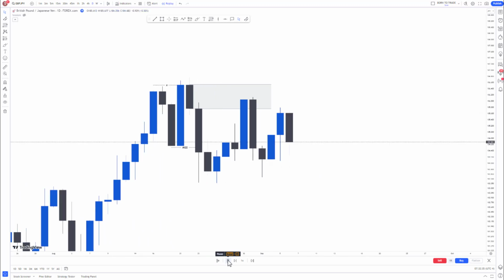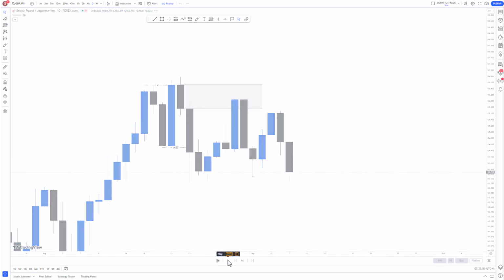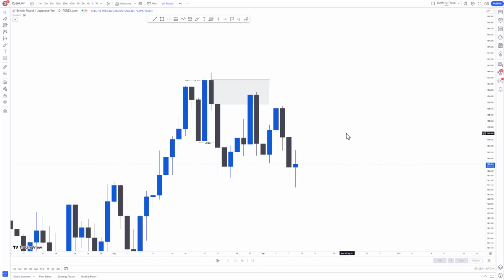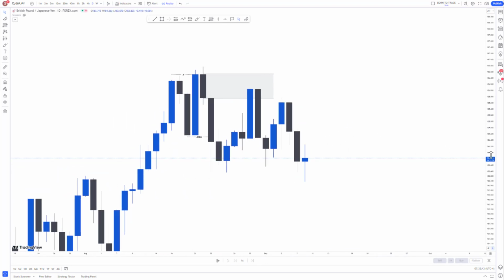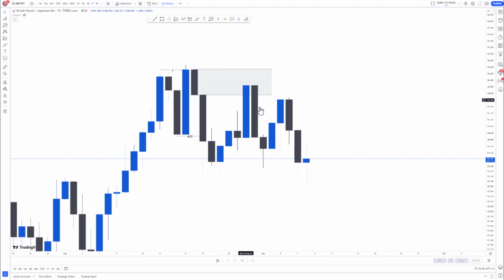We see a little pullback and now a continuation to the downside. So this is exactly where price is currently. Although I had this particular setup in mind, price didn't actually get to my point of interest. Why? I refined this zone.